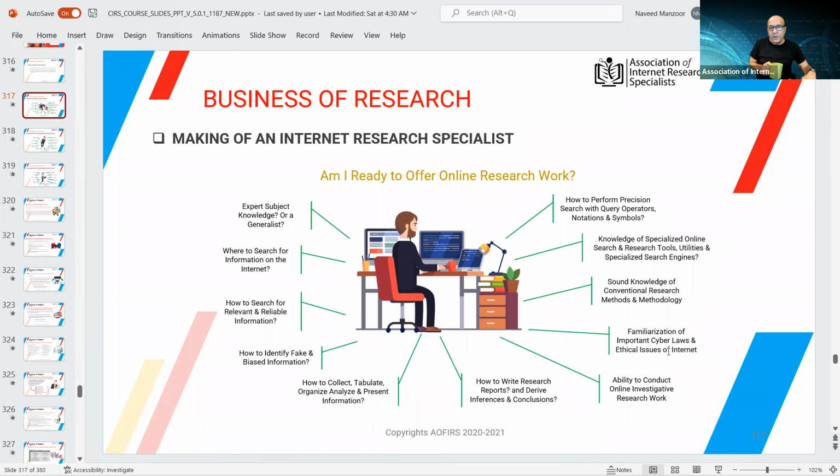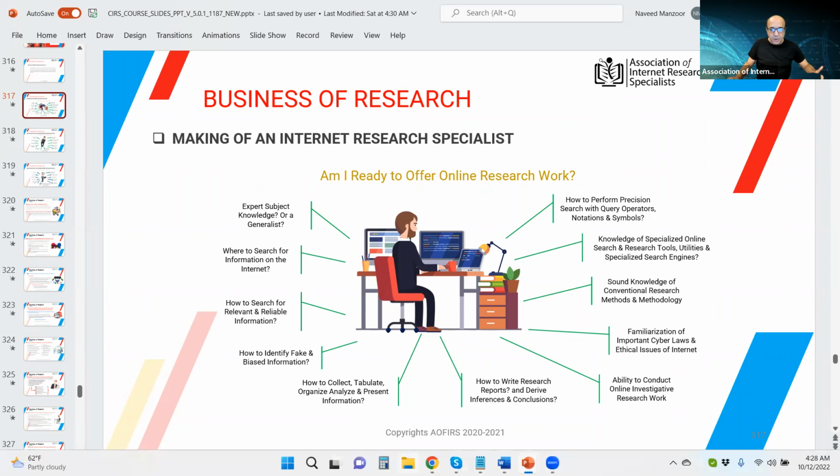So they have to be ready documents. Sound knowledge of conventional research methods, which is what we learned in CIRS, knowledge of specialized online research and research tools. These are specialized tools. These are the kind of information which is considered more like a reference for you to be able to use at a time when it is needed.